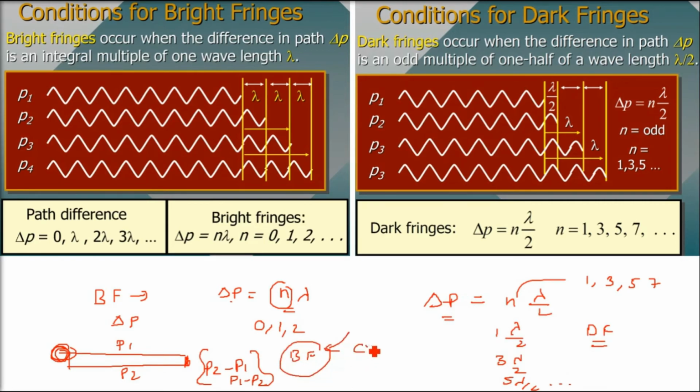Bright fringe: delta p equals n lambda, n is 0, 1, 2. Dark fringe: delta p equals n lambda by 2, n is 1, 3, 5, 7.